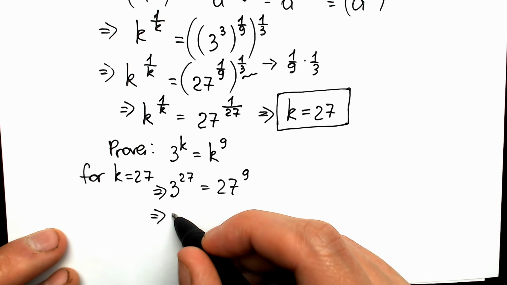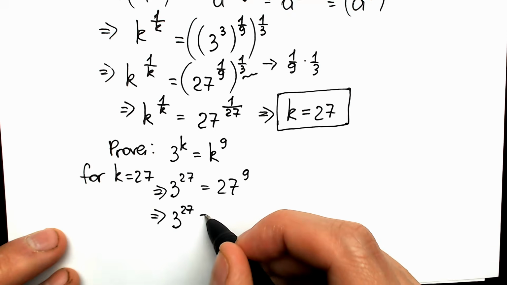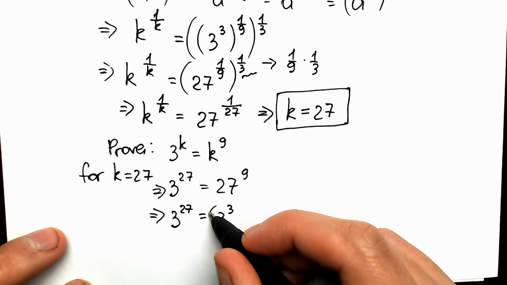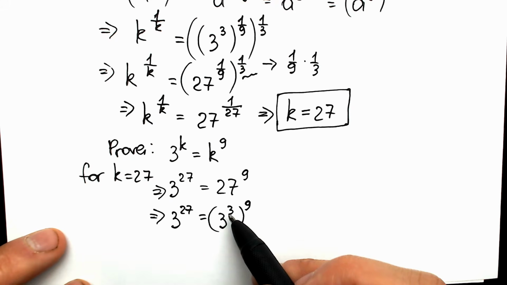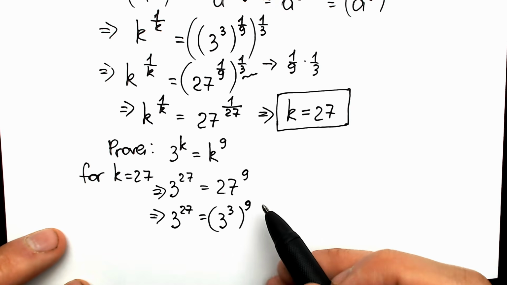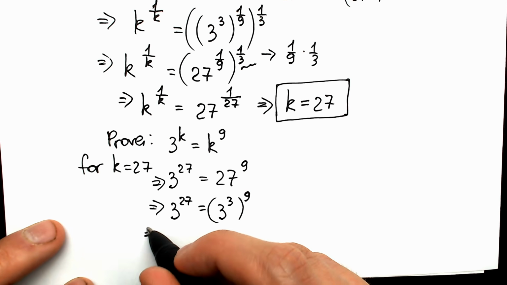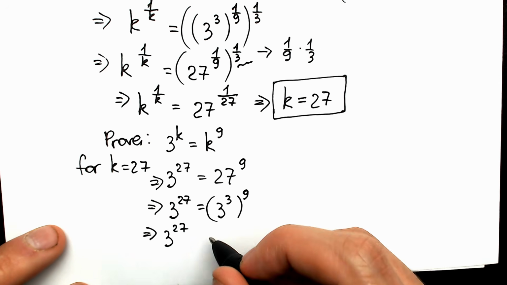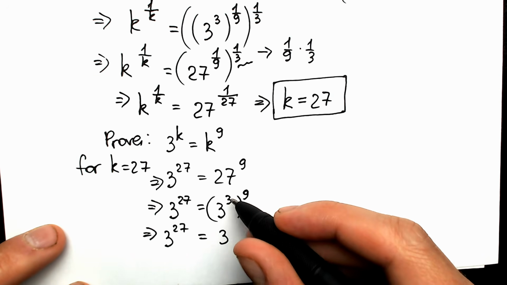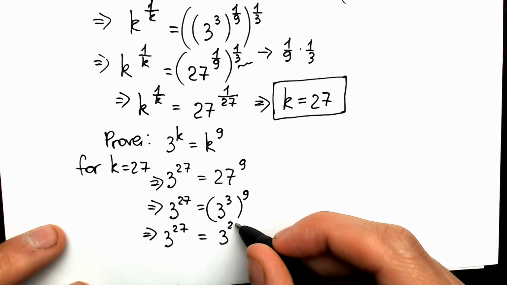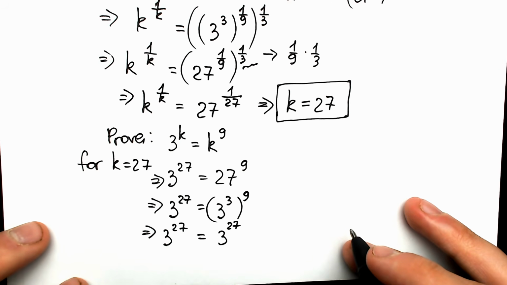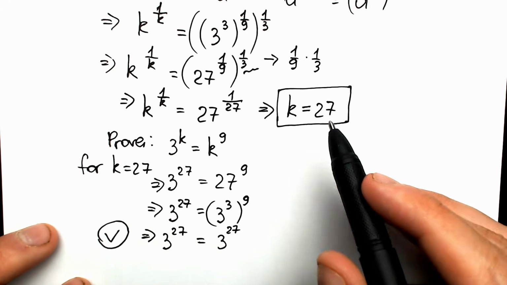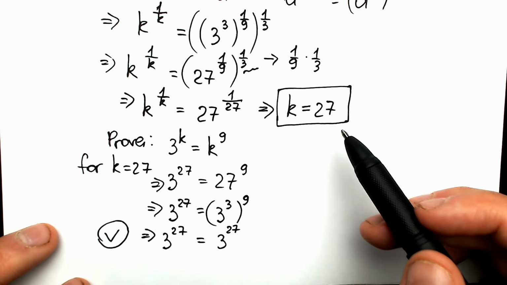So let's do it. We have 3 to the power 27 equal to 27, which can be written as 3 cubed raised to the power 9. When we raise this 3 cubed to the power 9, we get 3 to the power 27 on the left side, and on the right side we can write this as 3 to the power 3 times 9, which is equal to 3 to the power 27. So our root is absolutely correct, and it means that our answer is k equal to 27.